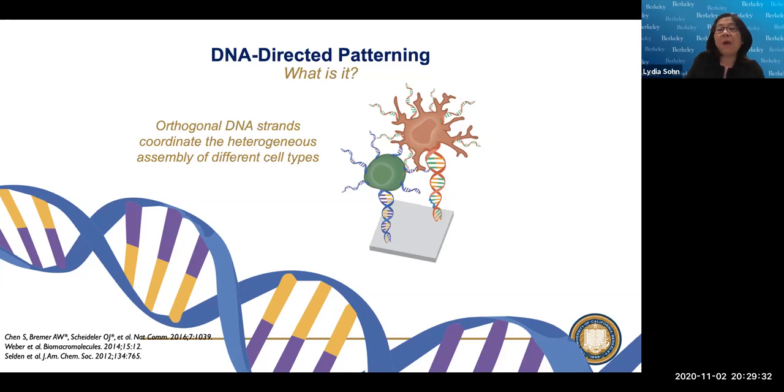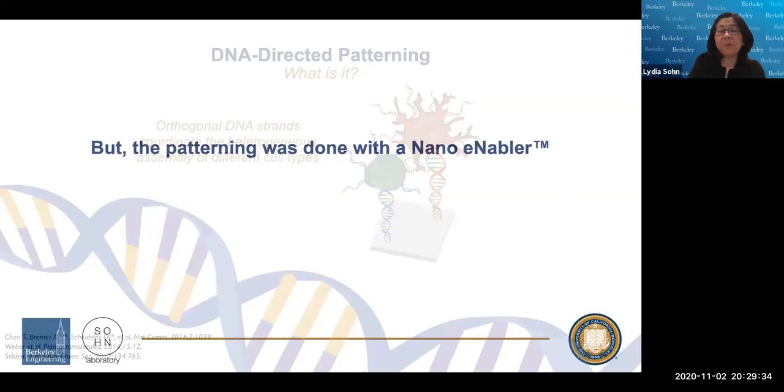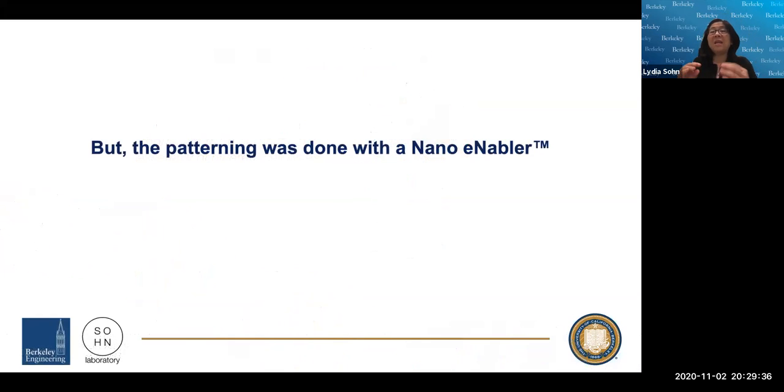Now, DNA-directed patterning is quite revolutionary, given its simplicity. Again, it all rests upon DNA hybridization. But the patterning at the time was done with a nanoenabler. A nanoenabler is really nothing more than an atomic force microscope probe. Essentially, you dip the probe into your solution of oligos, and then you spot your substrate using the nanoenabler probe.